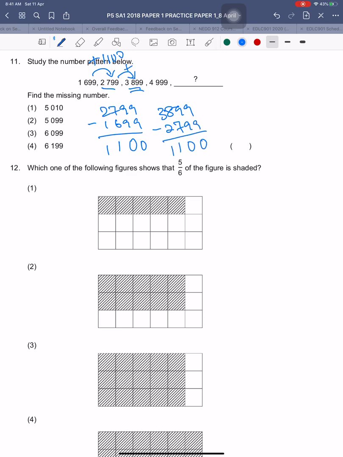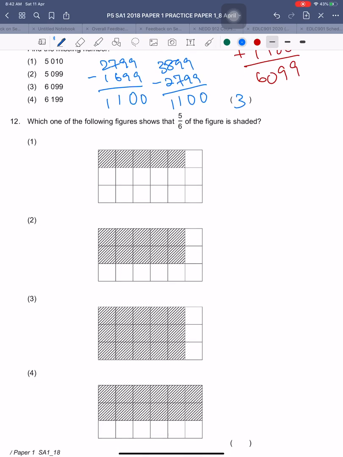Okay, you realize that yes, indeed, the numbers are actually increasing by 1100. Once you identify this, that is where you know the missing number: you simply get 4999 plus 1100. That is where you get 6099. So the answer is number 3.